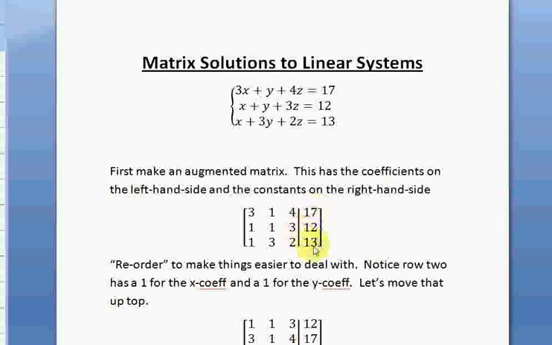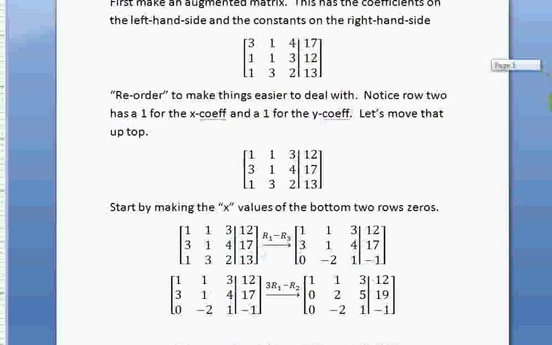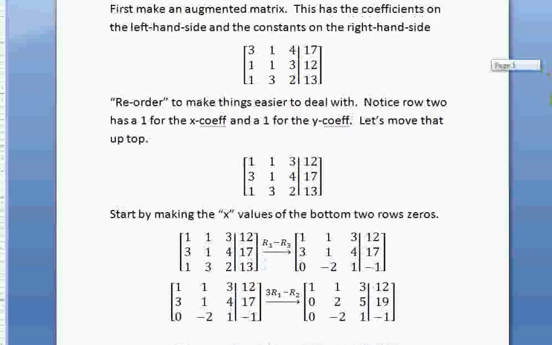Now, my goal in all of this is to get an identity matrix over here. I want zeros everywhere except on the diagonals. I want 1, 1, 1 on my diagonals, and then zeros here, here, here, here, here, and there. Okay? Now, one of the nice things about matrices is that they give you a great deal of flexibility.